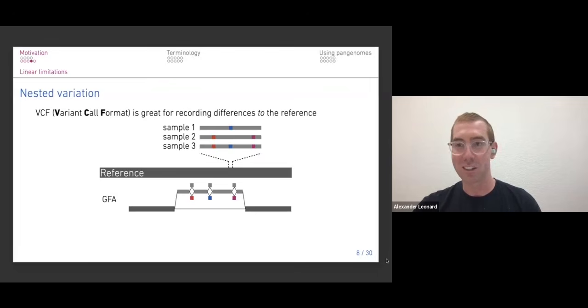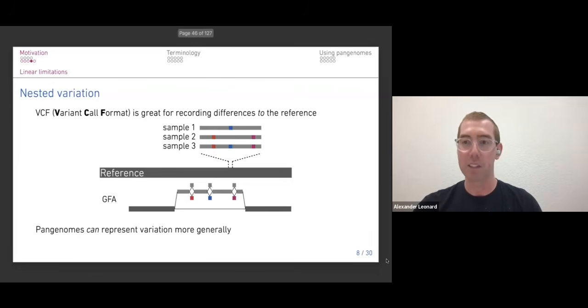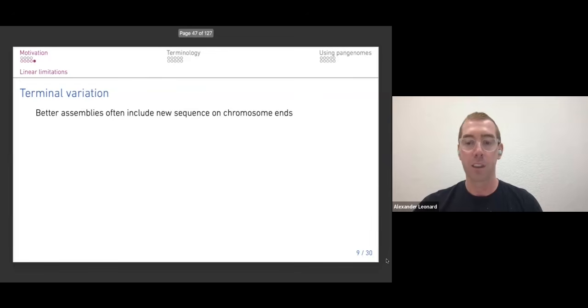also maybe this representation doesn't look nice to everyone, but from many perspectives, this pangenome offers a more natural way that we can represent variation, avoiding some of the limitations that we get from a linear format and VCF.